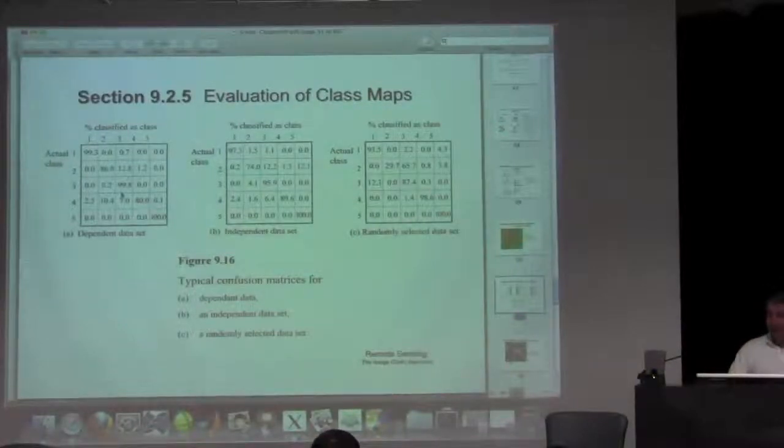Now, it's non-symmetric, because assigning a pixel to class 3 when it was really in class 1 is not the same as assigning a pixel to class 1 when it was really in class 3. Those are different errors. So it's non-symmetric, and you need to compute every cell here. Your hope is that you get 100% down the major diagonal. Pixels assigned to class 1 are in class 1, pixels assigned to class 2 are in class 2, and so on. So you'd like to see 100% down that major diagonal. All right, that makes sense?